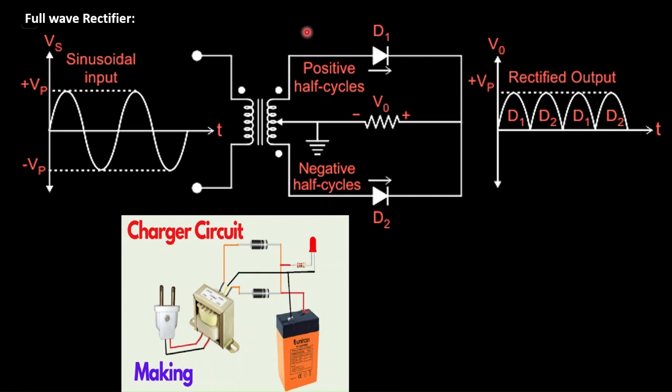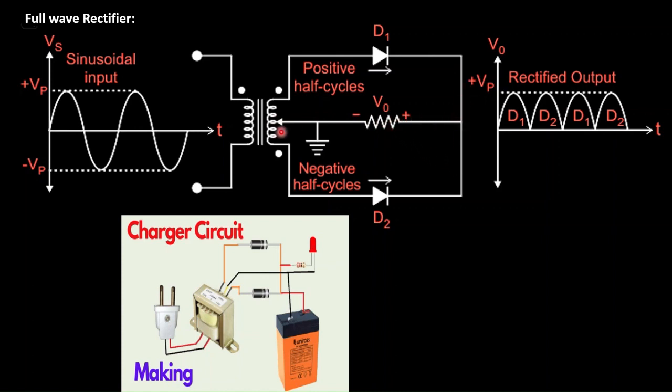The circuit diagram for the full wave rectifier is this one. It consists of a transformer and two diodes D1 and D2. As we have learned in the half wave rectifier, this is the primary circuit, which is connected to an AC signal, and this is the secondary circuit which is connected to two diodes. From the center of our transformer, we have taken a connection, that is a center tap. From the center tap, we have taken a connection to a resistor.